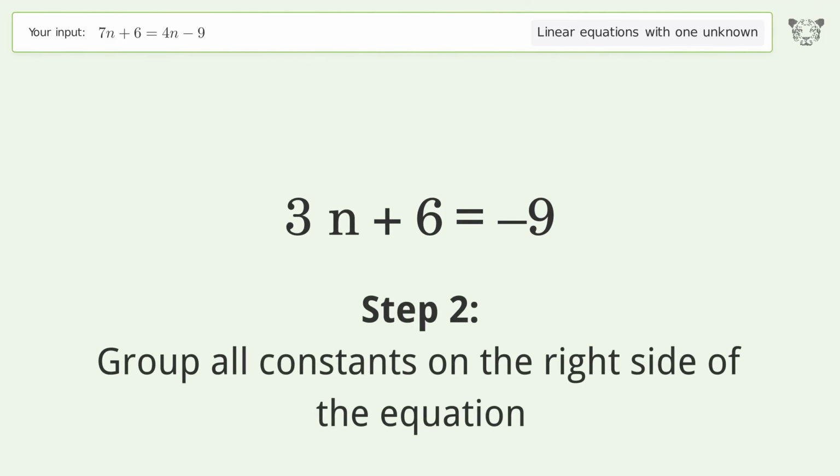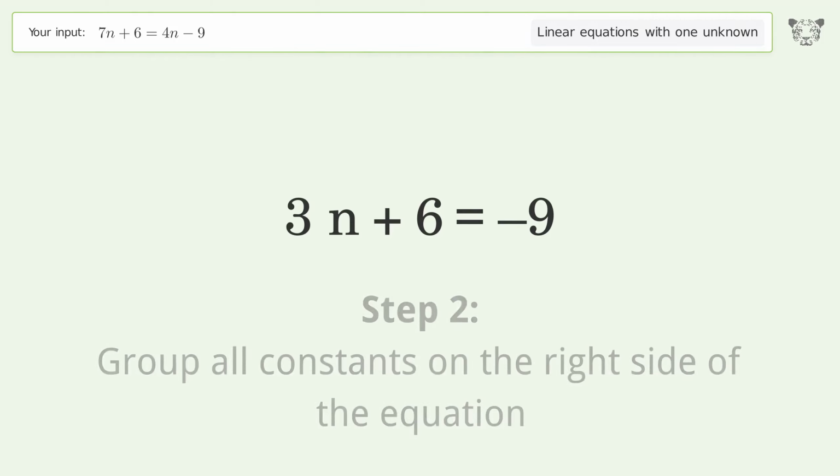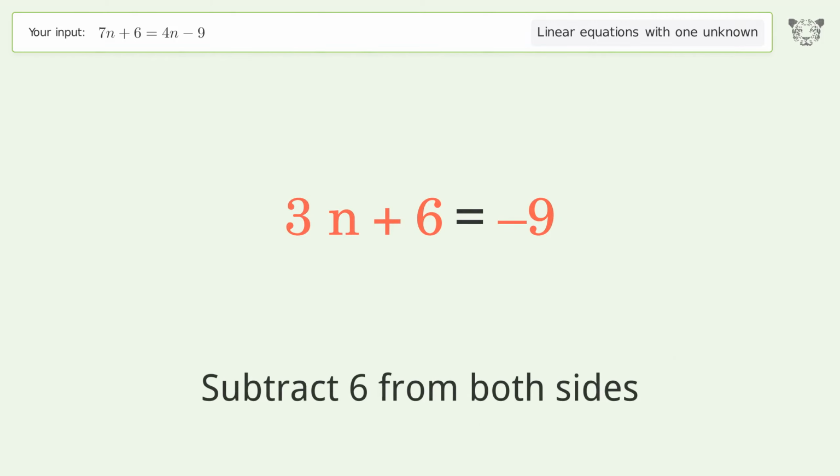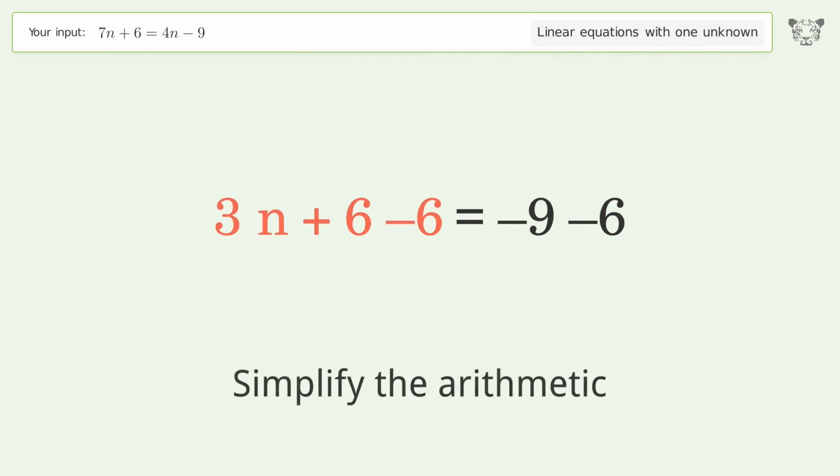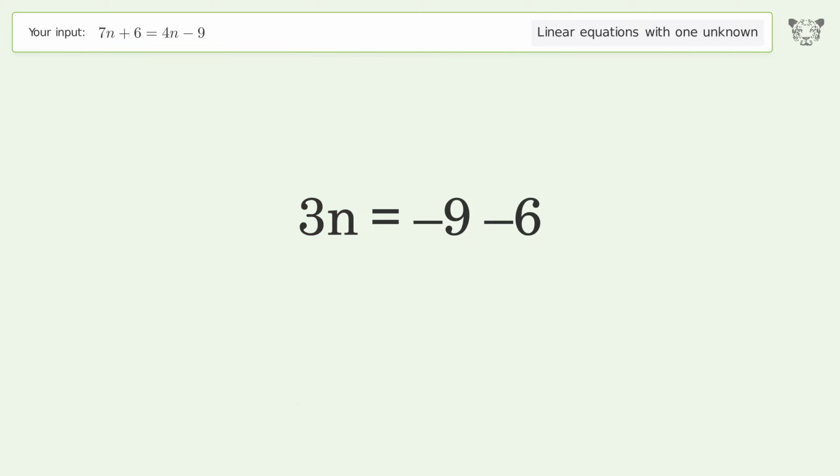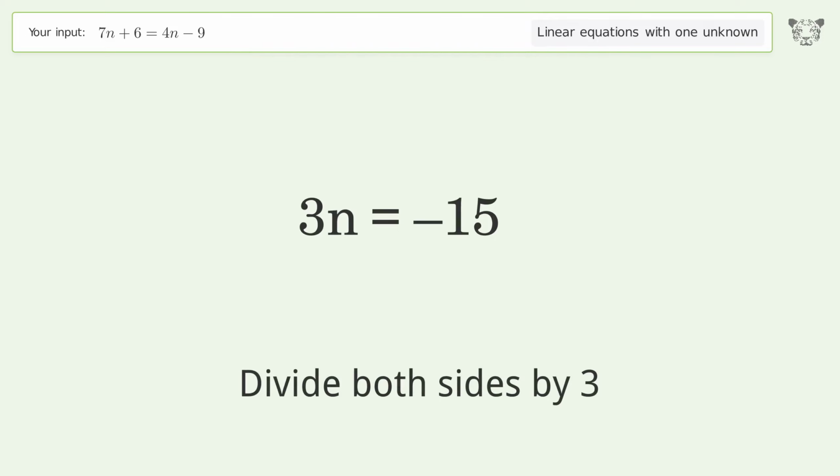Group all constants on the right side of the equation. Subtract 6 from both sides. Simplify the arithmetic. Isolate the n. Divide both sides by 3.